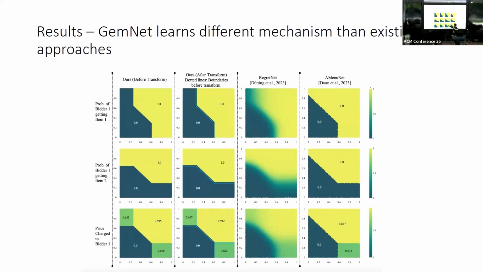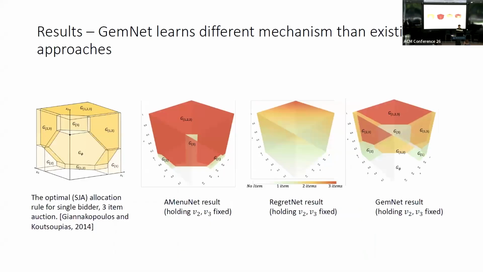And we are getting results that are very structurally similar to RegretNet, but by the nature of RegretNet, which had positive regret in the end, you can see that the boundaries are a little bit blurry, whereas we get these very nicely separated boundaries.